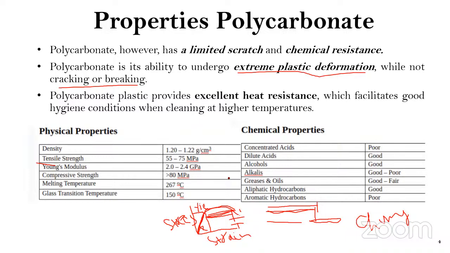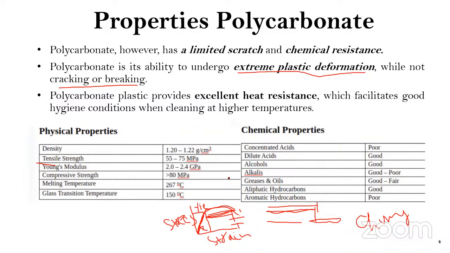But the shape will change, right? Yeah, shape will change, definitely. Shape will change, but you can't see cracking or breaking. If you try to bend any other polymer, you see some cracks initiated suddenly. That you are unable to see in the polycarbonate.